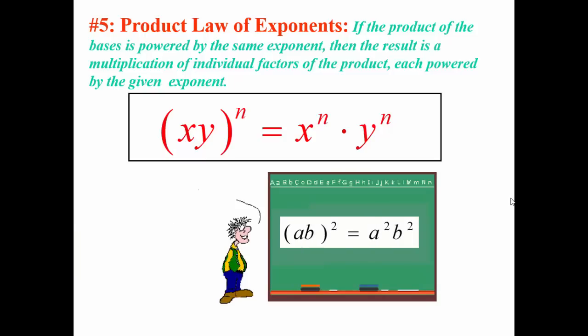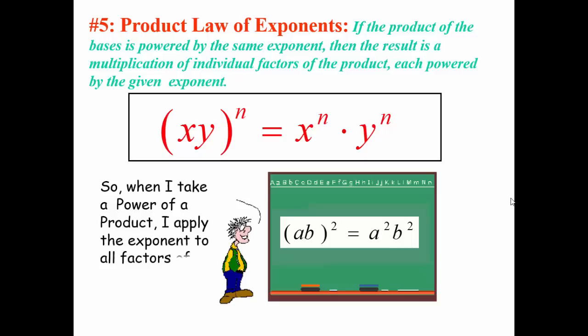Here we have ab raised to the second power. Same thing, split it up. That power is representative to both bases, so that gives us a squared and b squared. So when I take the power of a product, I apply the exponent to all factors of the product. Exactly.